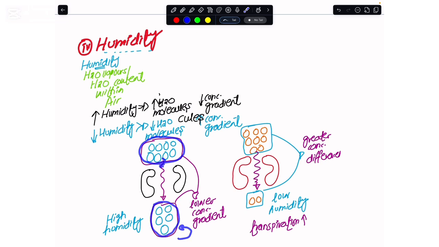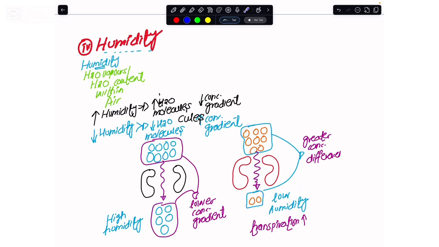So here the concentration gradient steepness is less, so automatically the water would be lost less as compared to the situation where we have low humidity in the external environment, with fewer water molecules there compared to more water molecules in the air spaces of the spongy mesophyll cells. So here the water loss into the external environment, or the transpiration, would be more compared to this.